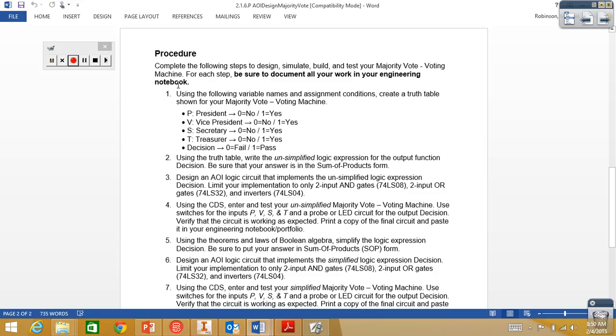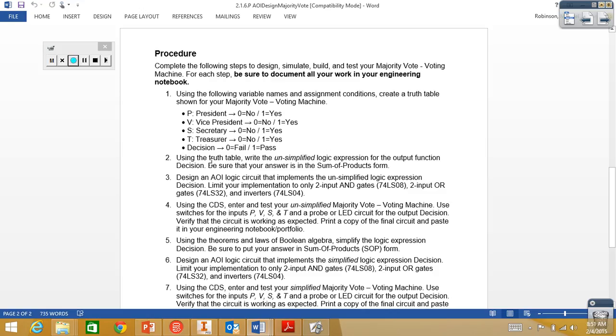So the first thing you do in the engineering notebook is use the variables below and assign conditions to them to create a truth table. The first thing I'll need to see is a truth table for majority vote in your engineering notebook. If you have 4 inputs, how many possible combinations will you need for the truth table? So draw a truth table that has all the input combinations, and then the output is your decision of whether you vote pass or fail.